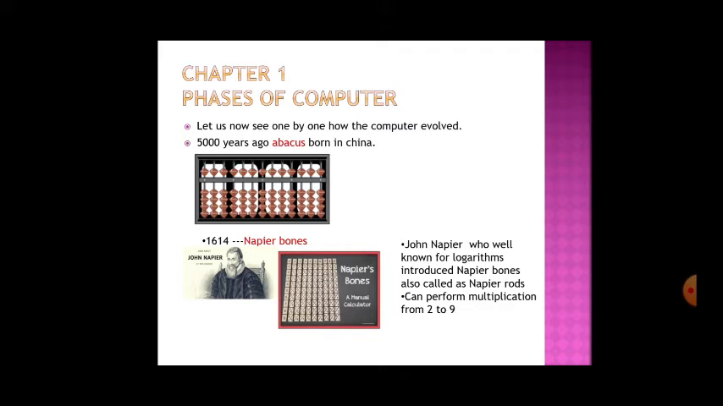So 5000 years ago abacus was born in China. Abacus is a calculating device which was born in China, which you are also using now. Next, in 1614, John Napier, a scientist, well known for his algorithms, developed Napier bones. Also, they are called Napier rods. A manual calculator that can perform multiplication from 2 to 9.